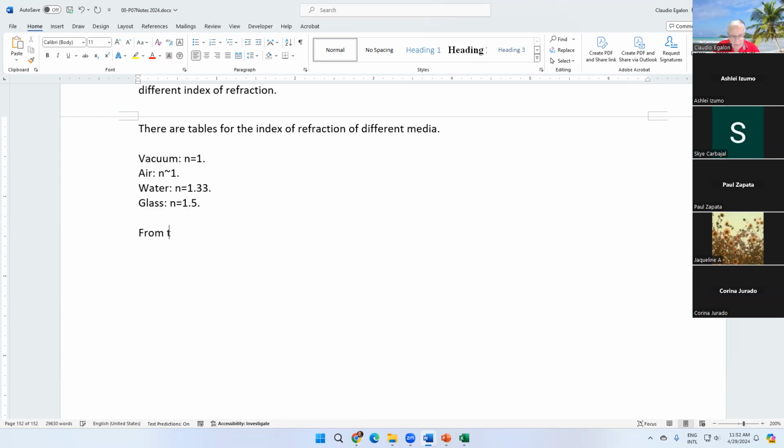From the above values, you can calculate the speed of light in their respective materials.